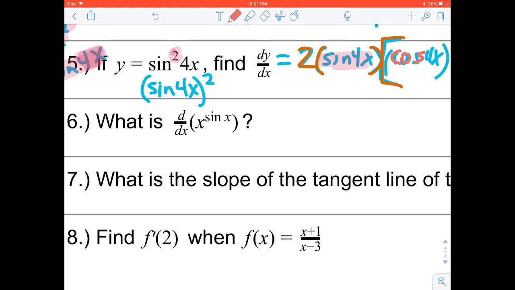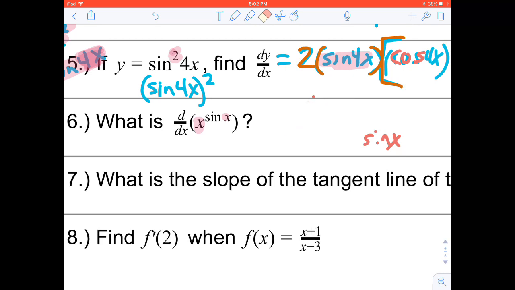Number 6, we want to find the derivative of x to the sine x. So this is a situation where we have to use ln. And how do we know that we have to use it? It's because we have a base that is a variable, and we also have an exponent that has a variable. Let's say if it was 2 to the sine x. This would be a chain rule with 2 to the x as your outside function and sine x as your inside function. So that would be something that's fine.